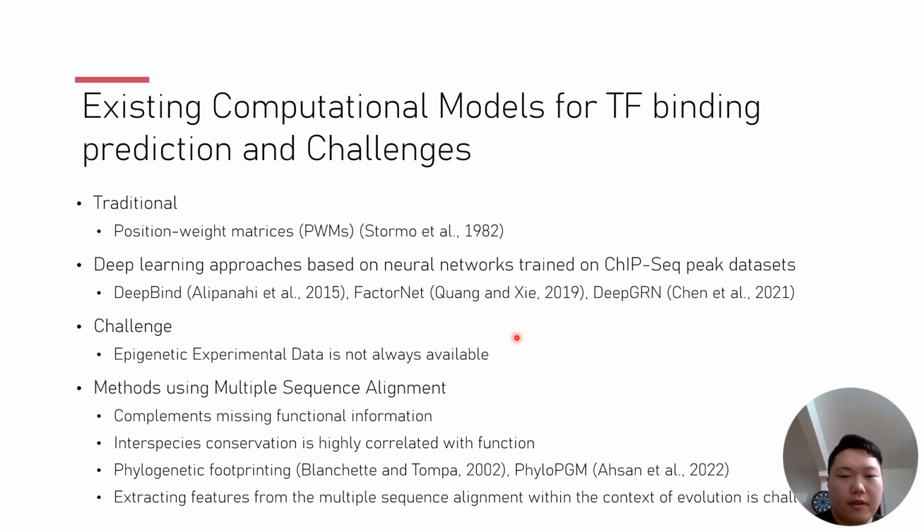So there are methods using multiple sequence alignment data, which is almost always available, for complementing missing functional information, based on the motivation that the interspecies conservation is highly correlated with the function of a sequence. These models include phylogenetic footprinting and phylo-PGM. Extracting features from the multiple sequence alignment within the context of evolution is still a challenging job.